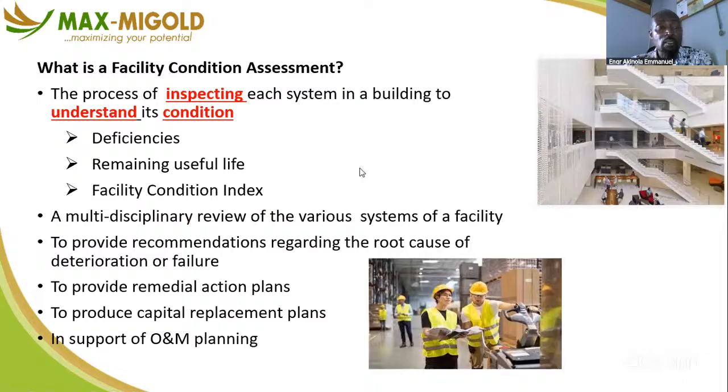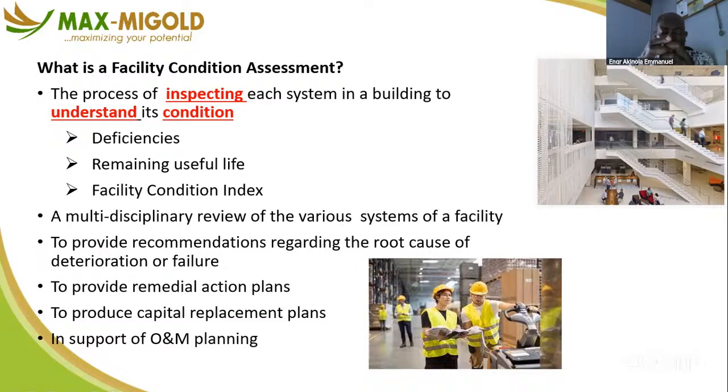So introduction. What is facility condition assessment? This is a process of inspecting each system in a building to understand its condition. Let's look at those red lettered words here. One, you inspect. When you inspect, what do you gain? You have a comprehensive detail of the current condition of the building systems. And what are those building systems? We're still going to discuss that.